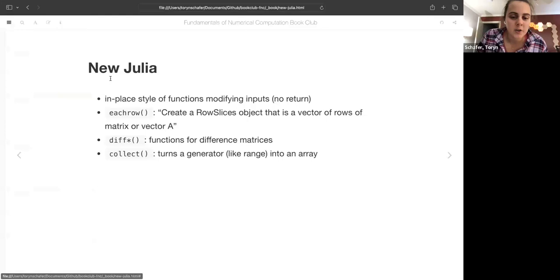Chapter 10. I will start with some of the discussion points we had last time on the exercises, and then finish it up.